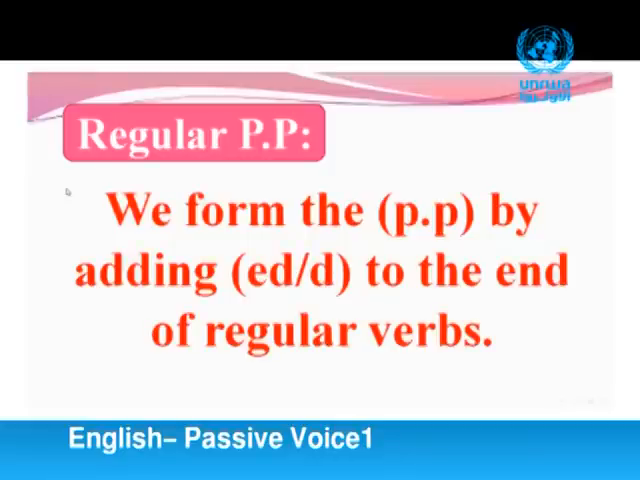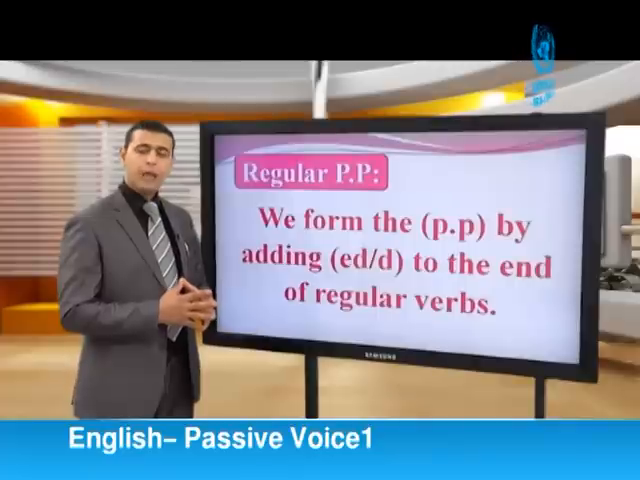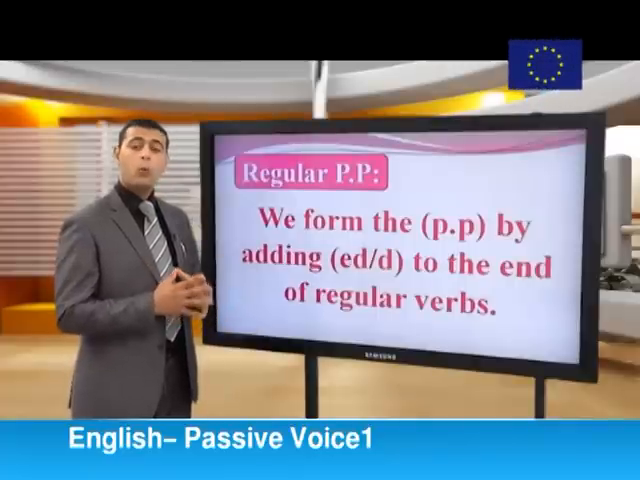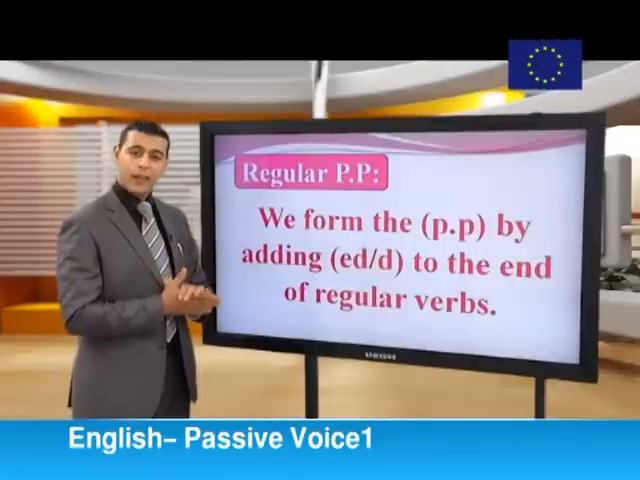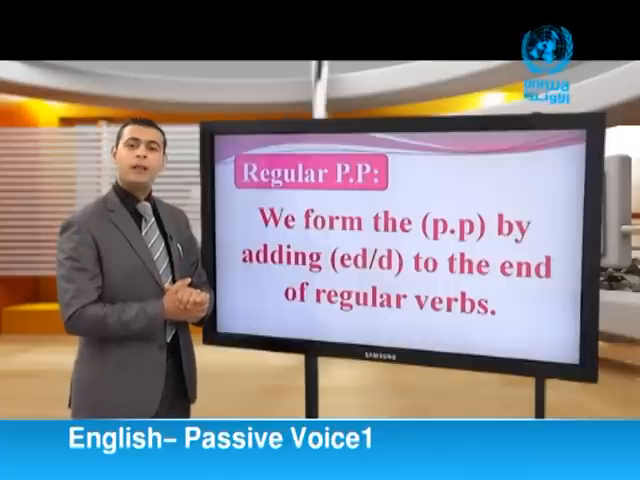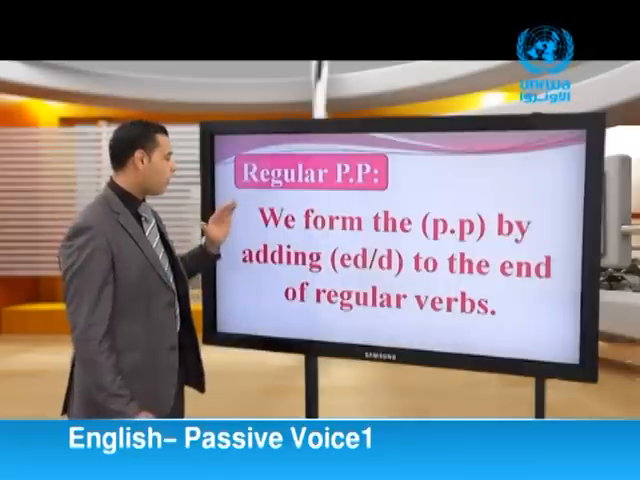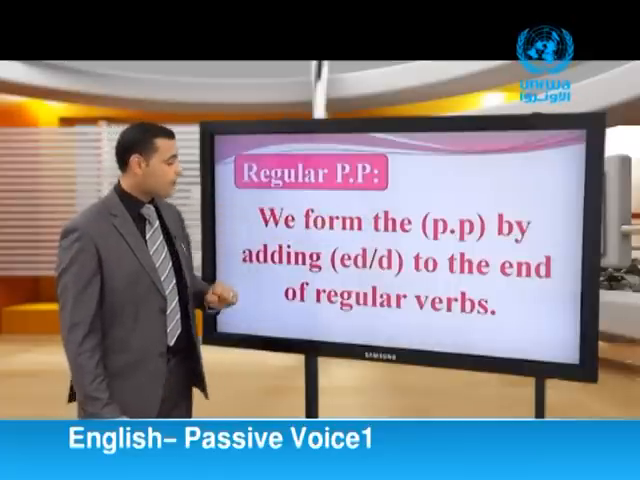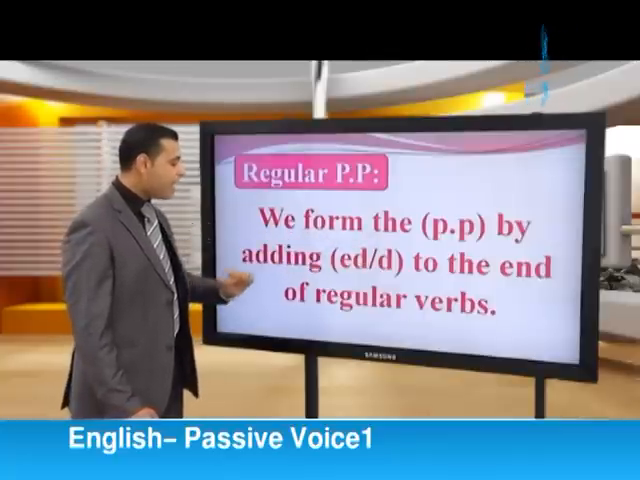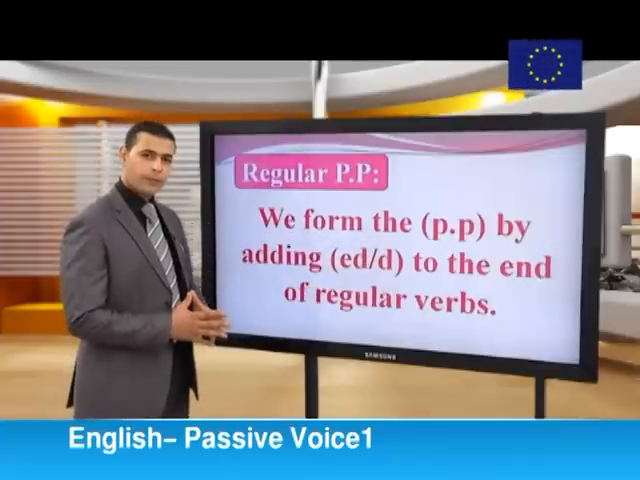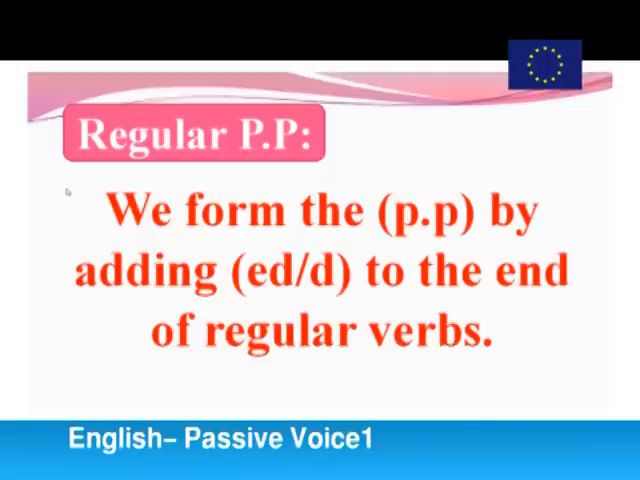Now, let's look at the regular past participle. How do we form the past participle when the verb is regular? Let's look here. We form the past participle by adding ed or d to the end of regular verbs.